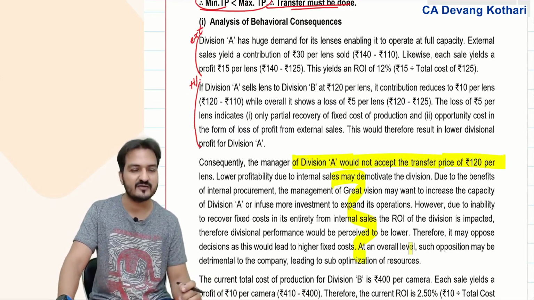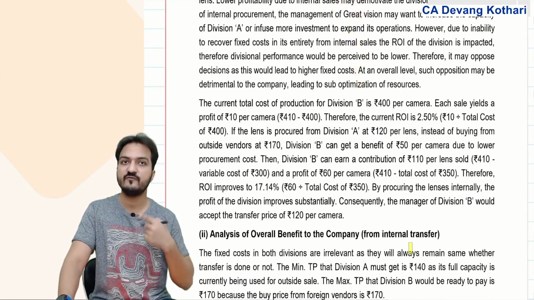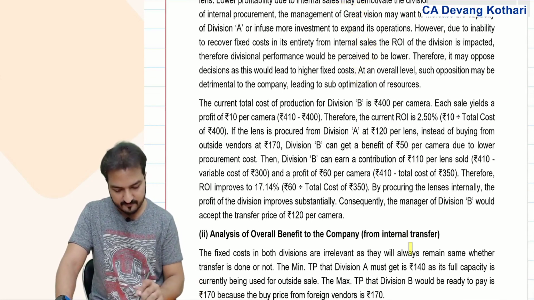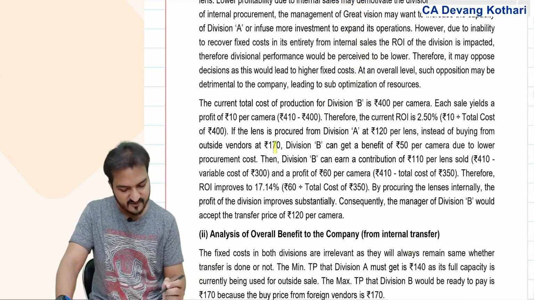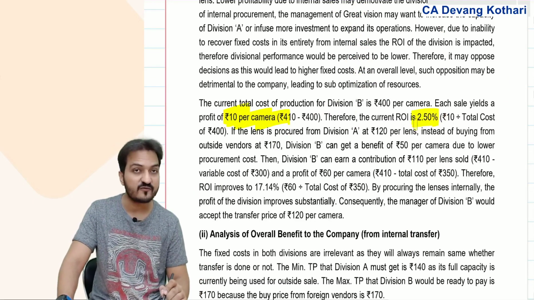That other things you can then describe. Yes. Similarly, behavioral consequence of division B. Division B, if transfer is not done, then he is earning 10 rupees profit. That is ROI of 2.5%.